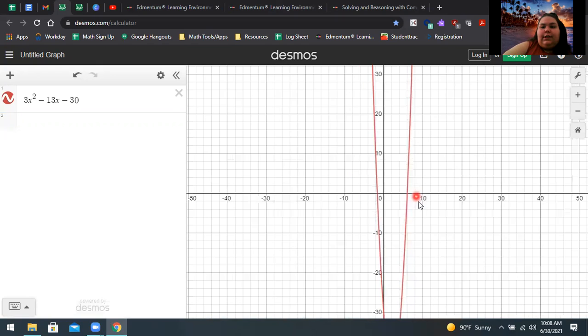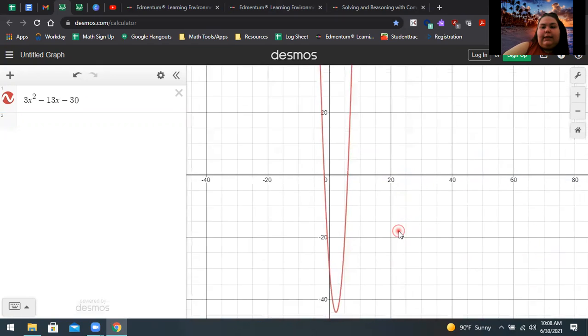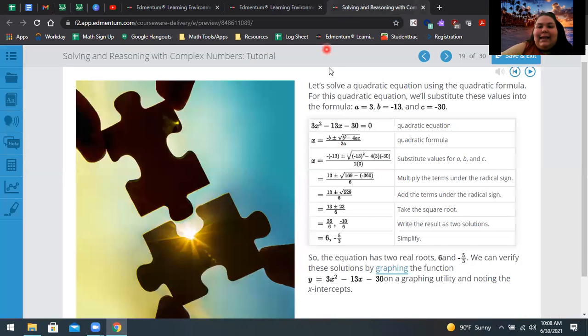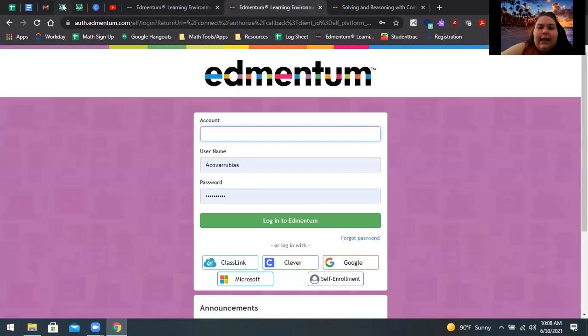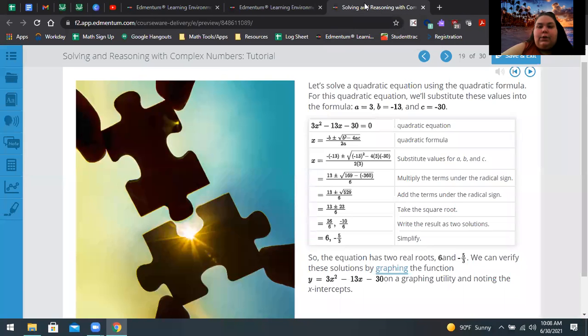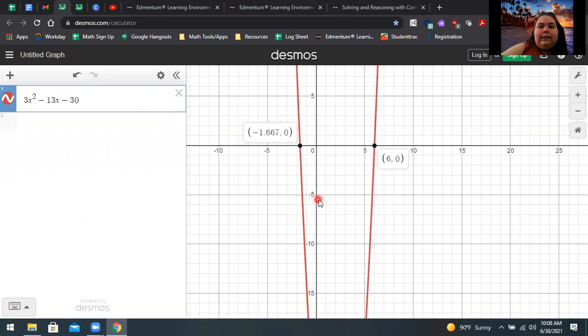Here's your x-axis, so if you can see, there's your parabola. You can zoom in, zoom out, and you're going to notice here, if I click on it, it's going to show me a little gray dot right there. If you click on it to make it darker, you have 6, 0, meaning that answer that we got as 6, and negative 1.667 is the decimal version of our final answer of negative 5/3. So again, these graphing calculators are helpful as well to double check on those answers.